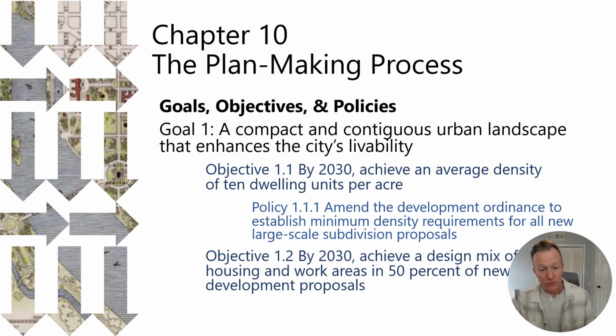Then objective 1.1 tells us how we're going to get there. So by 2030, we're going to achieve an average density of 10 dwelling units per acre. So that's measurable, it's quantifiable. It tells us how we're going to get to that livable, compact community. And then policy 1.1.1 goes even further down that step. It says amend the development ordinance to establish minimum density requirements for all new large-scale subdivision proposals. So there we can see that we're getting even further into the weeds.